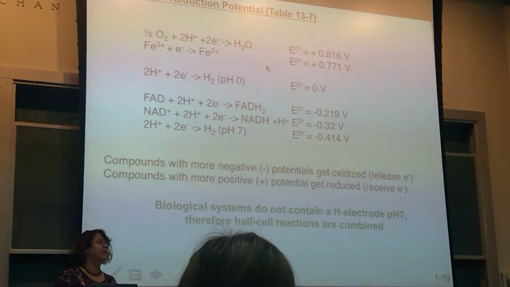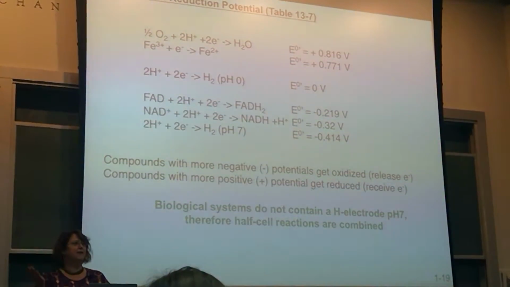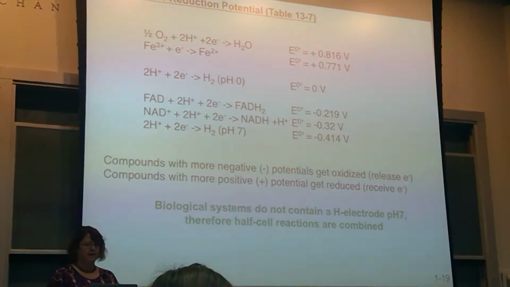Because biological systems don't have a hydrogen electrode sitting there to compare to, you always have two half reactions to be combined. When you look at this table, I just took a picture of it, but you might even want to take a picture of it. This will be posted because you're going to be using it for your homework problems.